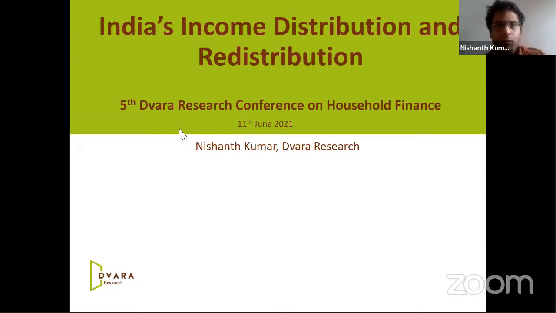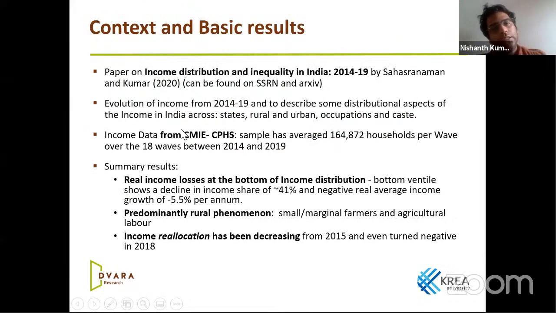Like I said, this is a paper on income distributions and inequality in India, data from 2014 to 19, currently under review for some publications. But a version of the paper can be found on SSRN and arXiv, in case anybody has found something interesting or couldn't follow a part of my presentation. Please do find the paper online.